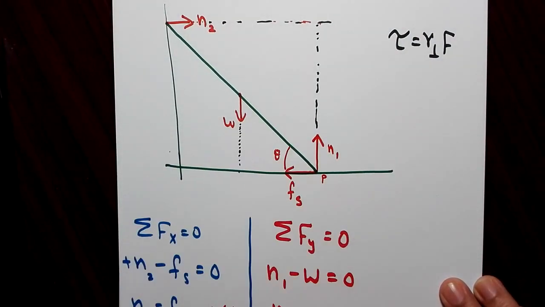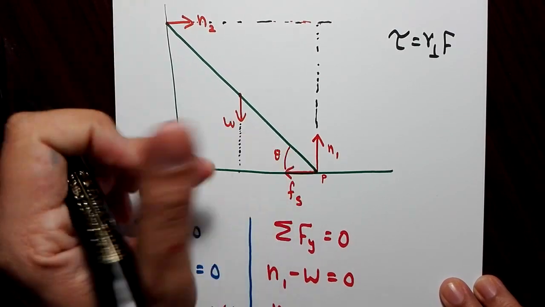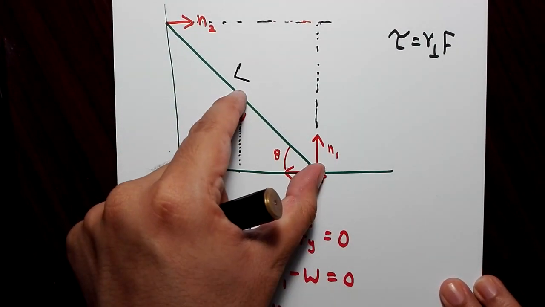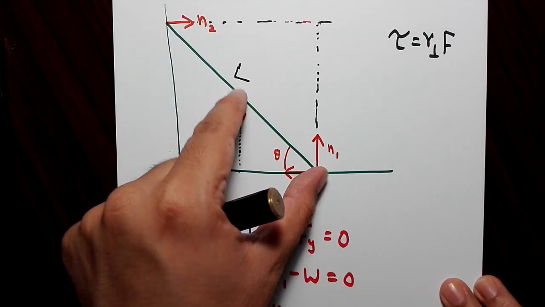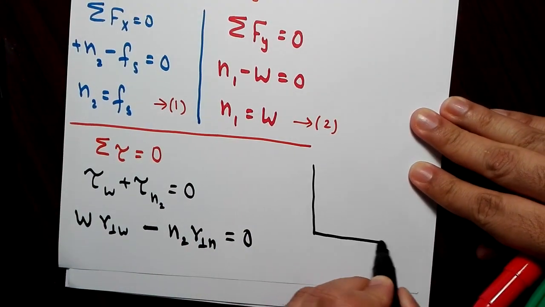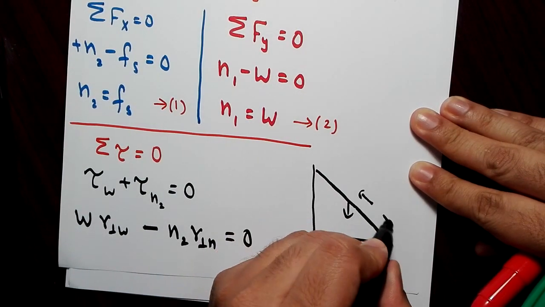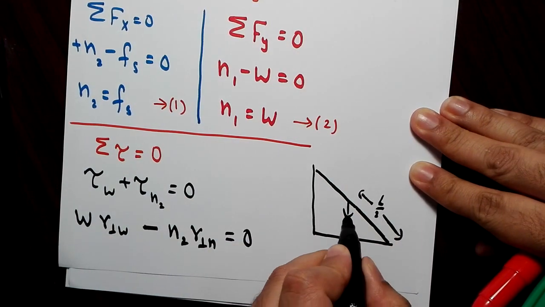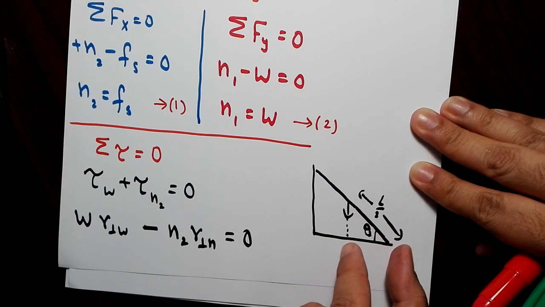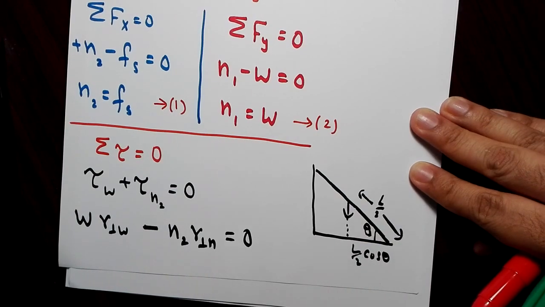The length of the ladder is given as 3 meters. So the length of the ladder is known, let's call it L. Now the weight of course acts at the center, so this distance is L by 2. Let's draw it over here. This weight acts over here, so this distance is L by 2. This is your right triangle. This is theta, and you know theta.